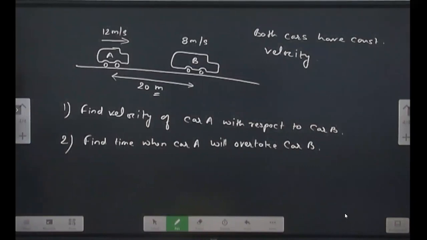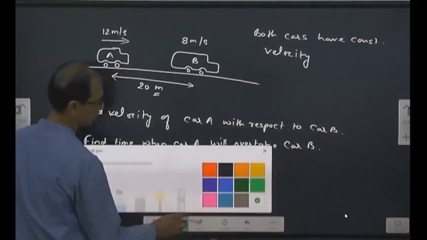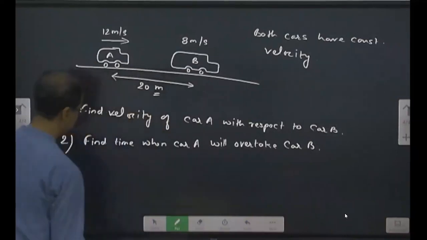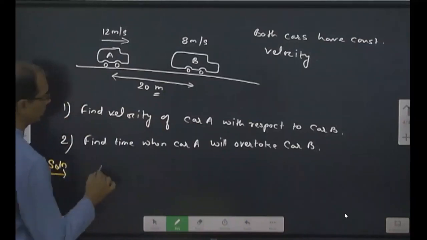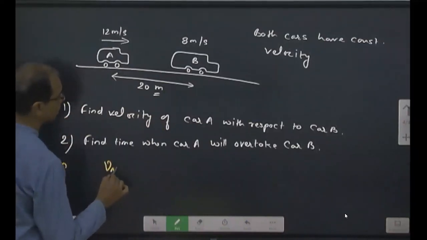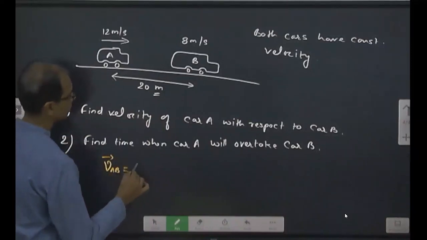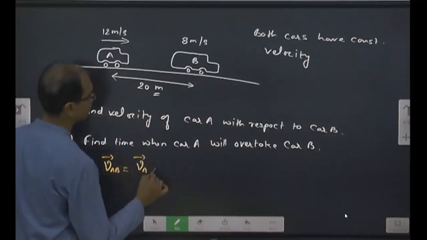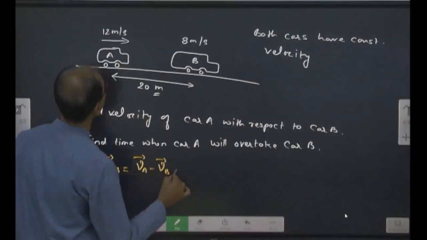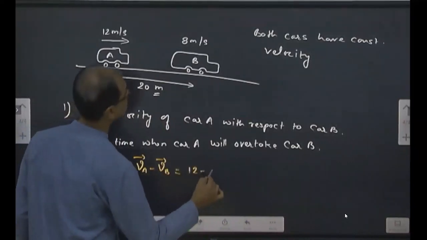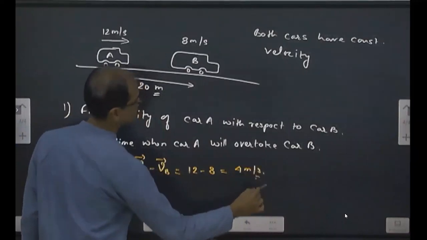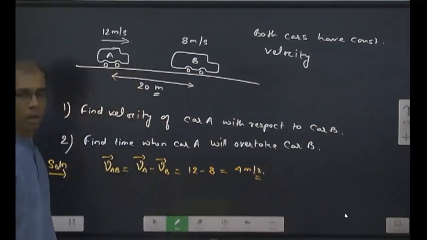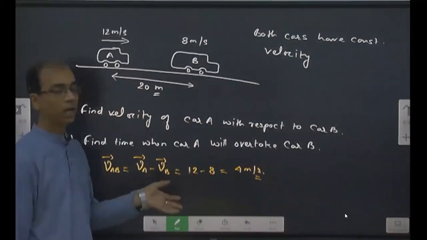Yes. Okay. You are going to give me the first question's answer. 4 meter per second. Velocity of A with respect to B, that is VAB, is VA minus VB. 12 minus 8. 4 meter per second. Perfect. Question number 2. Find the time when car A will overtake B.